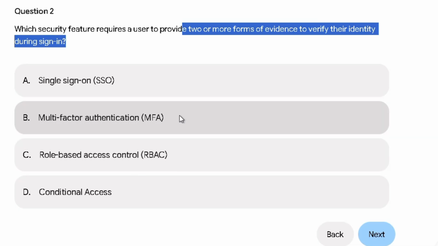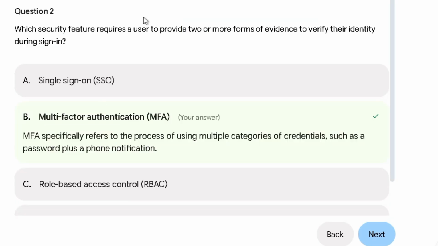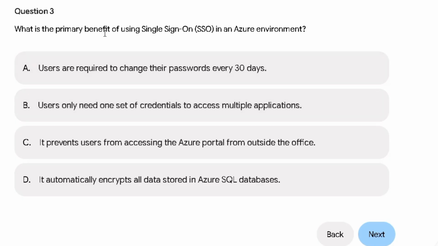So the correct answer is multi-factor authentication. And multi-factor authentication specifically refers to the process of using multiple categories of credentials, such as passwords, plus a phone authentication. Next. What is the primary benefit of using single sign-on in an Azure environment? Good question. We have a really good question. What will be the benefit of me using that single sign-on?